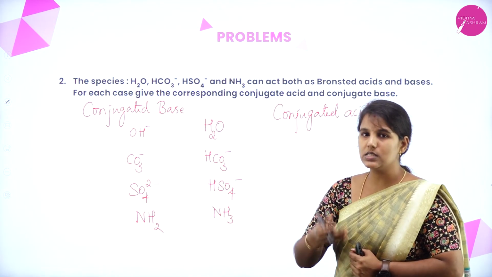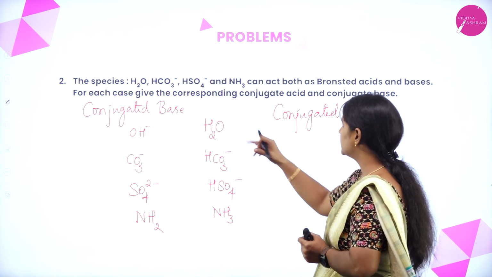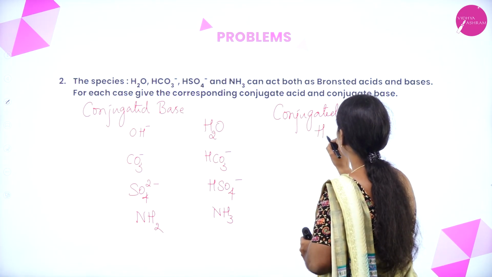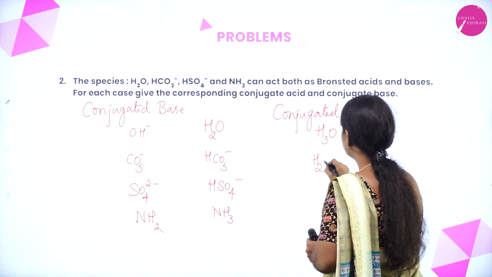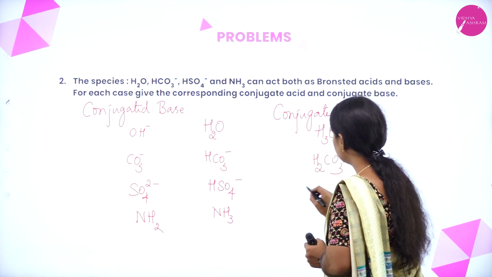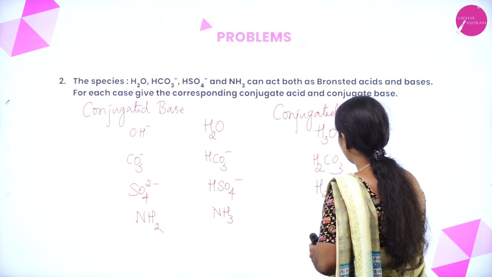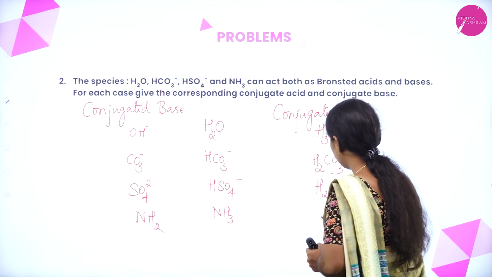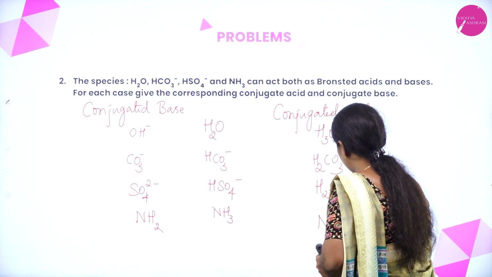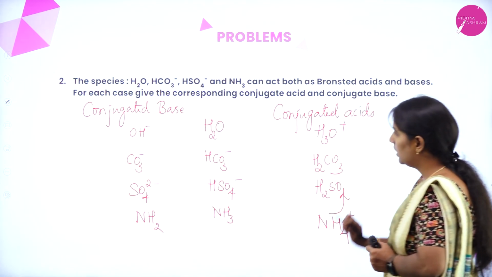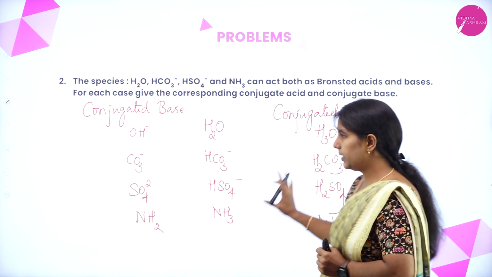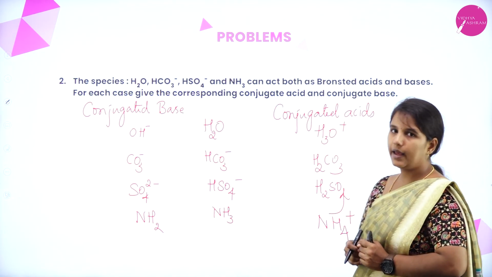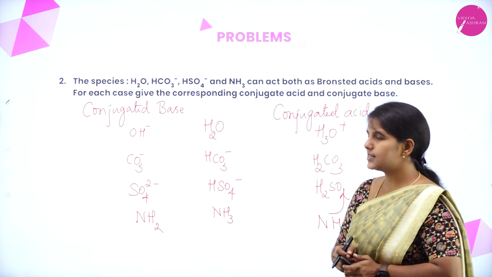Conjugate acids are formed when they accept a proton. So H2O, after accepting one proton, becomes H3O plus, HCO3 minus becomes H2CO3, HSO4 minus becomes H2SO4, and ammonia after accepting a proton becomes NH4 plus. This is how, for the given compounds, we can write the conjugate bases and conjugate acids. Hope you all understood this numerical.